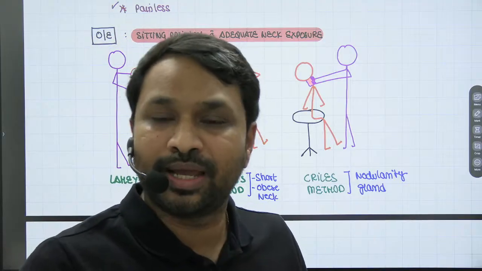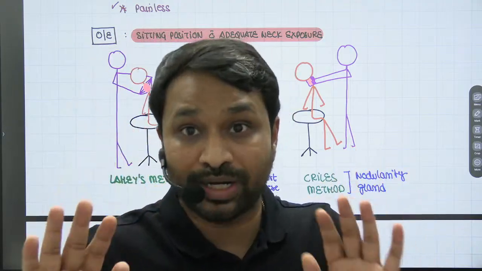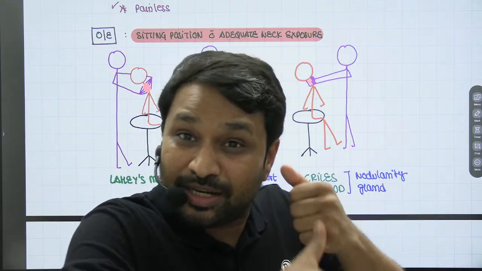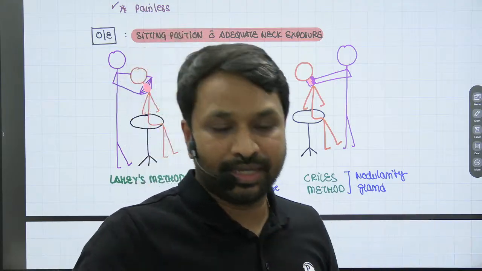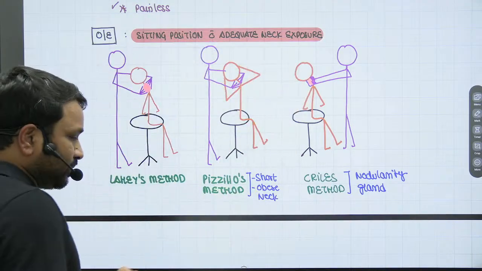अगर smooth है तो diffuse hyperplastic goiter is a possibility. लेकिन अगर nodular है तो obviously it is multinodular goiter. आई बात समझ में? ठीक है.